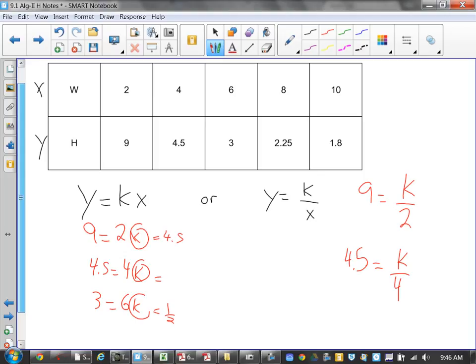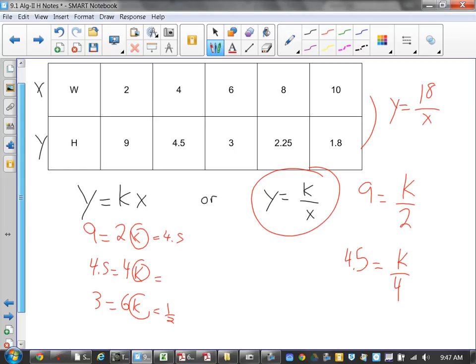So by looking at this table, you'll be able to tell by just checking these quick little scenarios whether or not it's going to be direct or inverse. And then when you did that, you were able to figure out that the k value here was 18. So your answer would be y equals 18 over x.